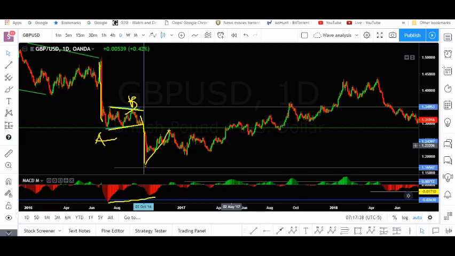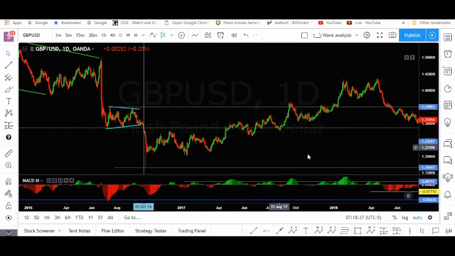And then we had this up move here, then we had this contracting flat over here, and then we broke, formed another smaller regular flat on the lower time frame, and then if you look on this daily, we formed another running flat over here. So there's your first piece, there's your B wave, there's your last piece to complete it, and then we went higher.